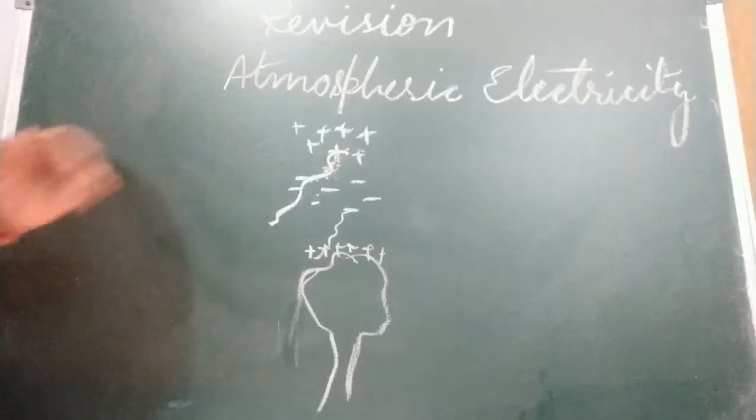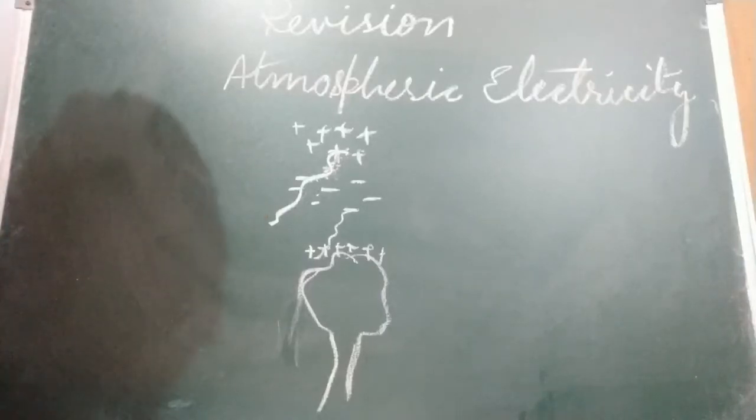This lightning takes place and it is very hazardous. It can destroy the tall buildings and all. That is why lightning conductor is fixed on tall buildings. Okay, a lightning conductor consists of a metal rod ending in spikes at the top. The lower end of the rod is attached to a copper plate buried deep in the earth.